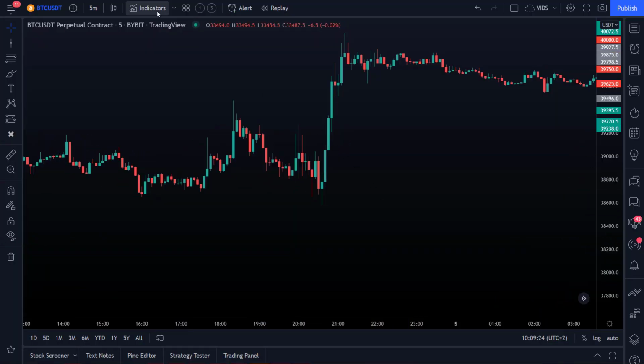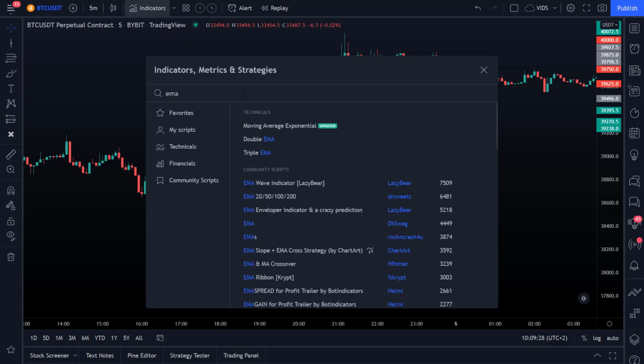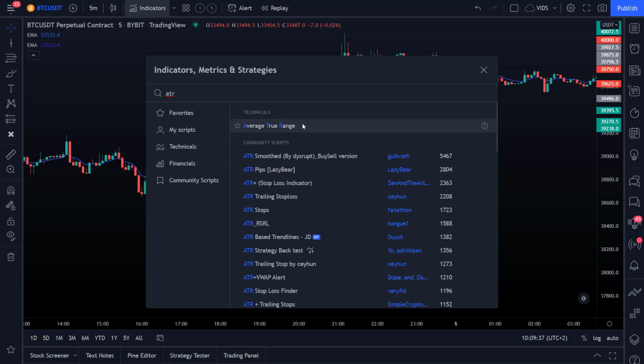With this strategy, I use 3 indicators. I use the exponential moving average, abbreviated EMA, twice, so I click this one twice. The third indicator we use is the ATR indicator.